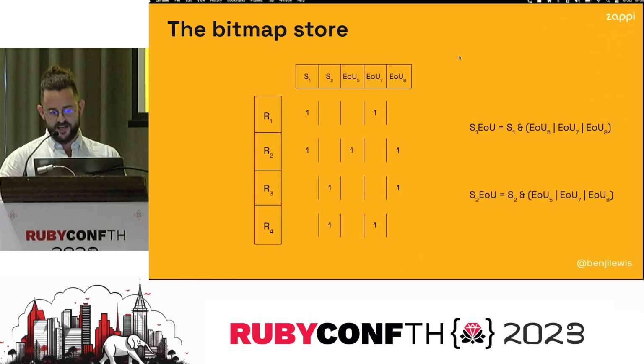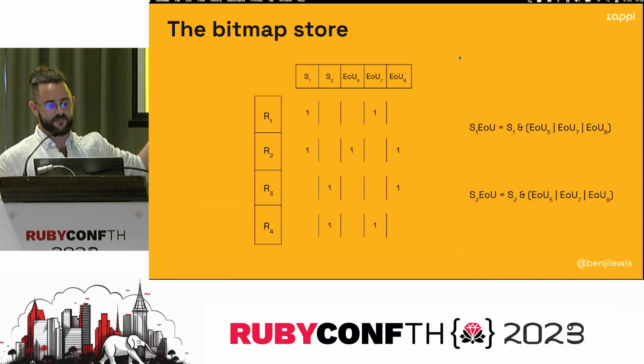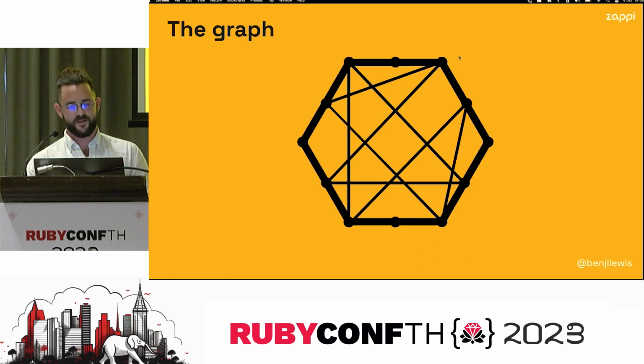And we can do the same thing for survey number 2. The same principle goes with any other measure in our data set. You just do a bitwise AND against each other, and you're left with this filtering effect. So this is how we're storing the data. This is that bitmap store. Let's take a look at how we connect it all together.